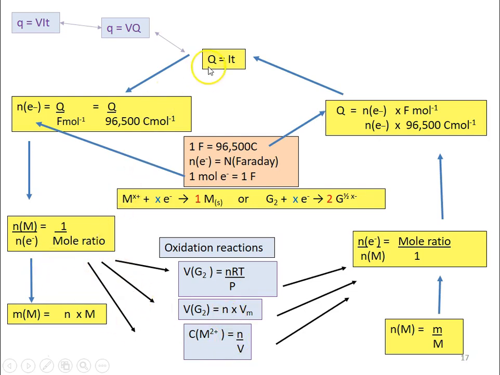And then, as well as looking at these equations in this direction, we also worked back the other way, so that if we were given the mass, we could work out the current that it took to form that mass, or the time that it took to form that mass. So this is a good overall summary to have on the wall, perhaps.